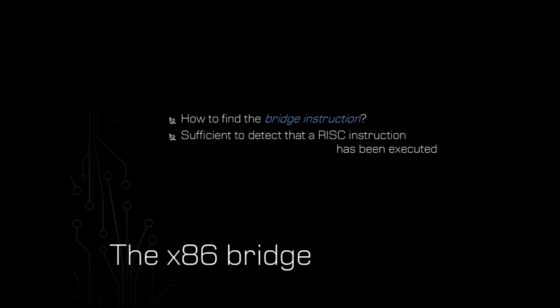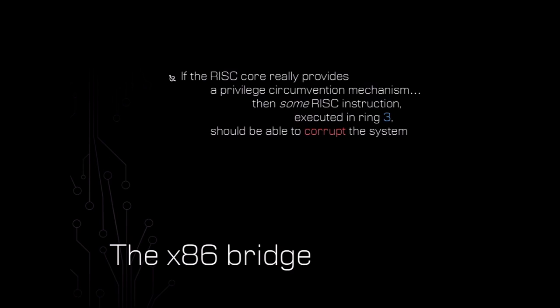So to find the bridge instruction, it should be sufficient to detect that a RISC instruction has been executed, but that's easier said than done. I have no idea what this RISC core looks like. I don't know what instruction execution on that core should look like. So how are we going to detect if we've successfully executed a RISC instruction? Well, there is one easy way.